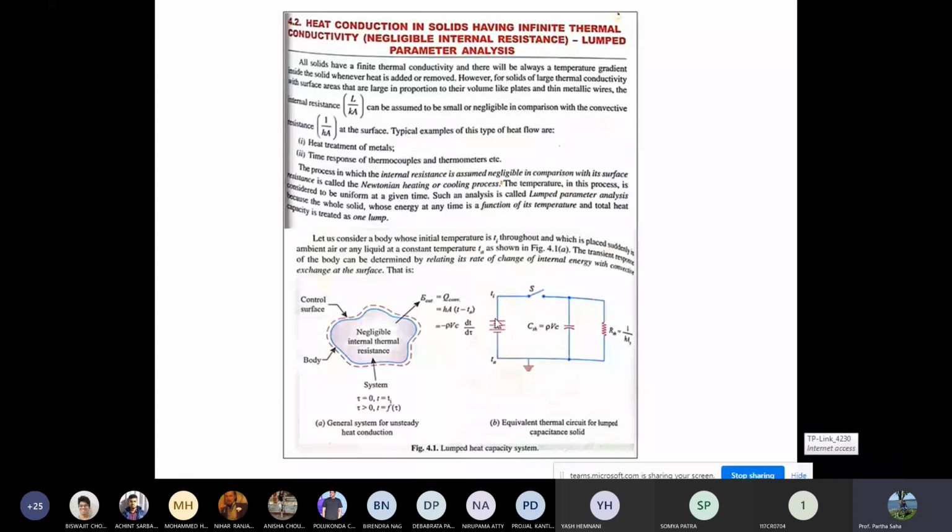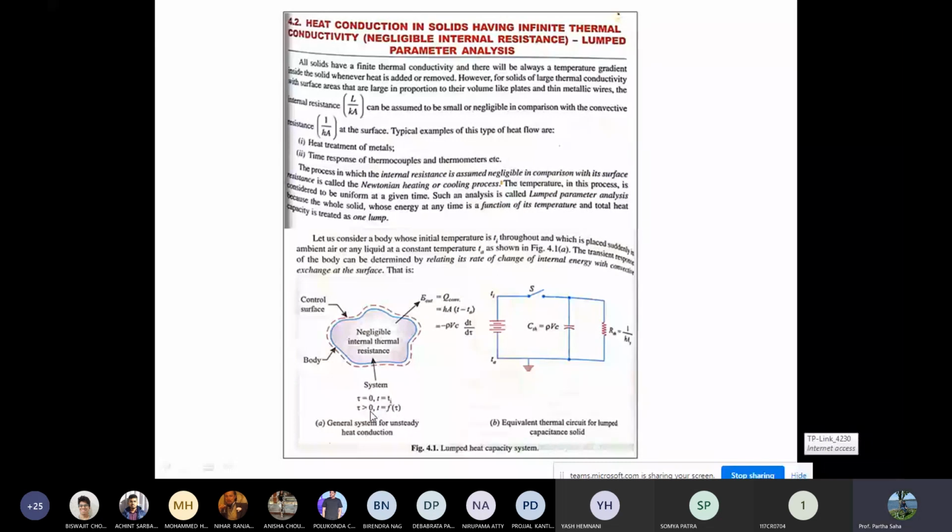The rate of change, actually you can see that Q convective is going to increase and the rate of change is given by E internal. The equation is hA(T minus Ta) is equal to minus rho V c dT by d tau, where tau is the time. As you can see, when tau is 0, as in time is 0, T is Ti. The initial temperature, the boundary condition is, you can see, tau equal to 0, meaning initial time is 0, T is equal to Ti.